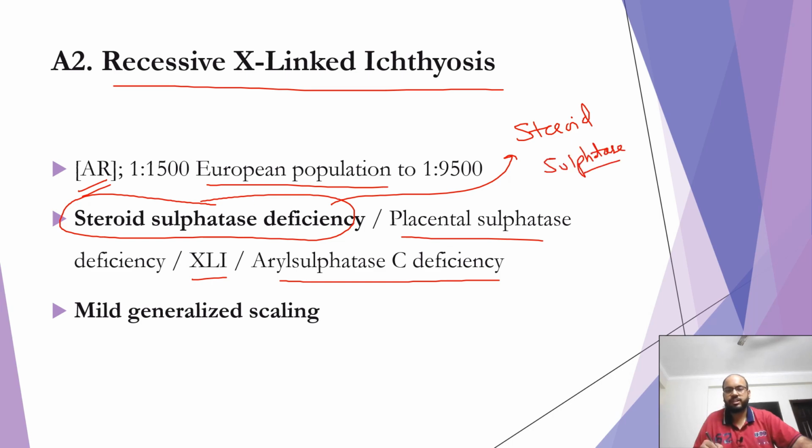Steroid sulfatase gene. Now here also you have mild generalized scaling. When we say mild, we don't mean that the scales are not thick. For example, in XLI the scales are thicker, but only the scale has an issue. There's no underlying problem of other layers as much, because we'll come to disorders like Harlequin ichthyosis or bathing suit ichthyosis, where the scaling can be more severe. Let's move forward.